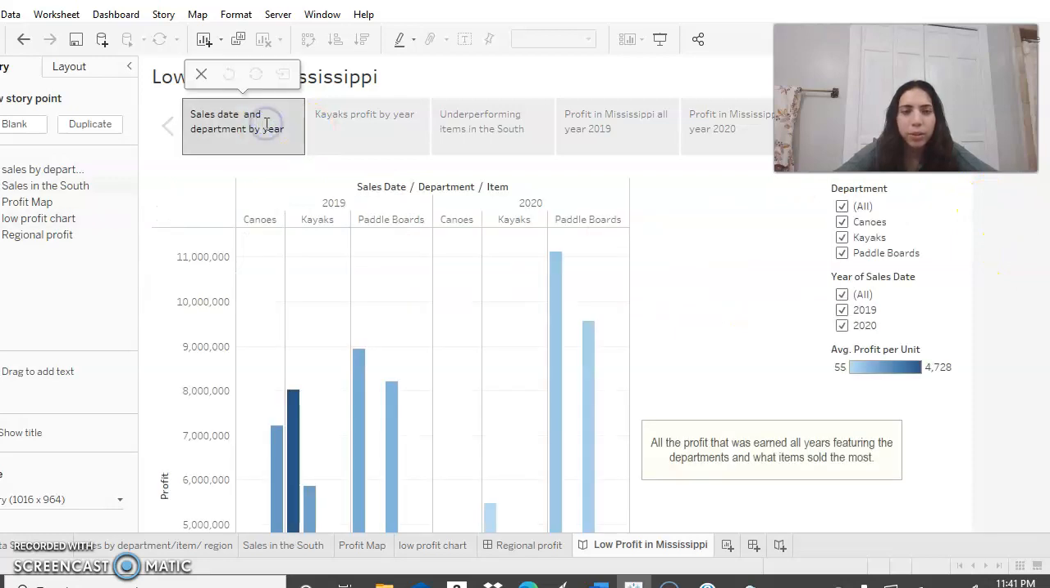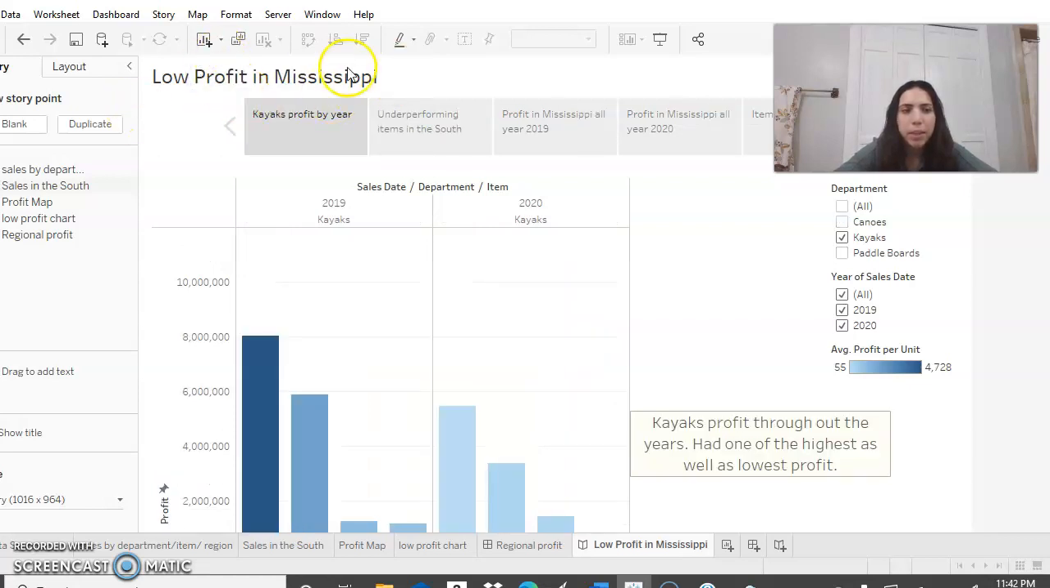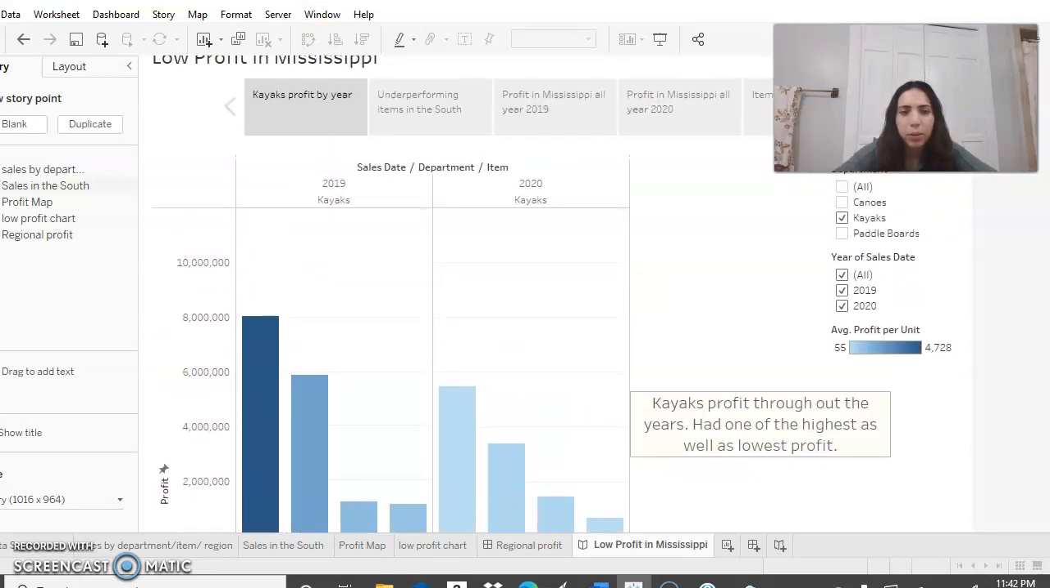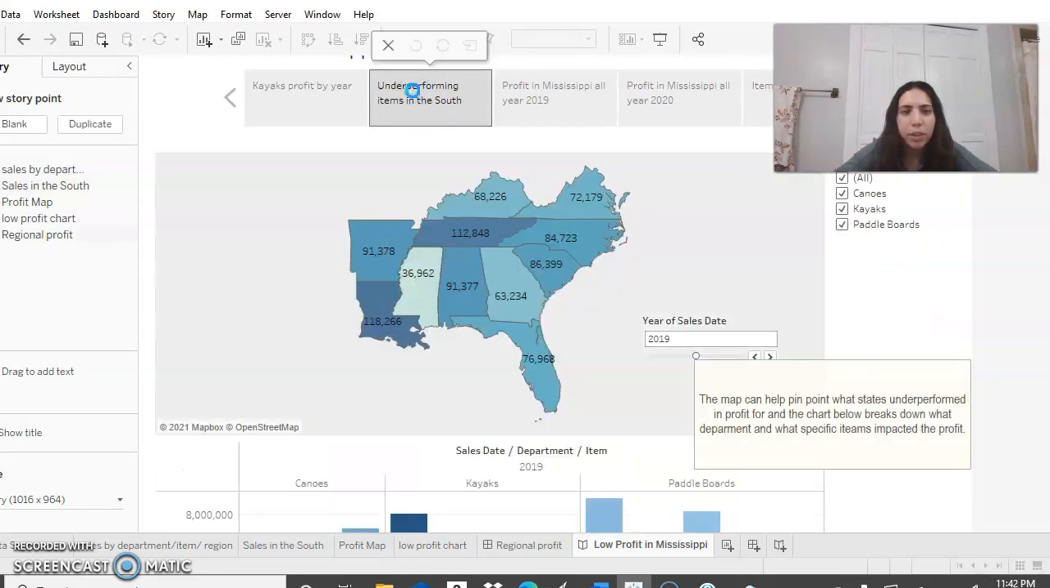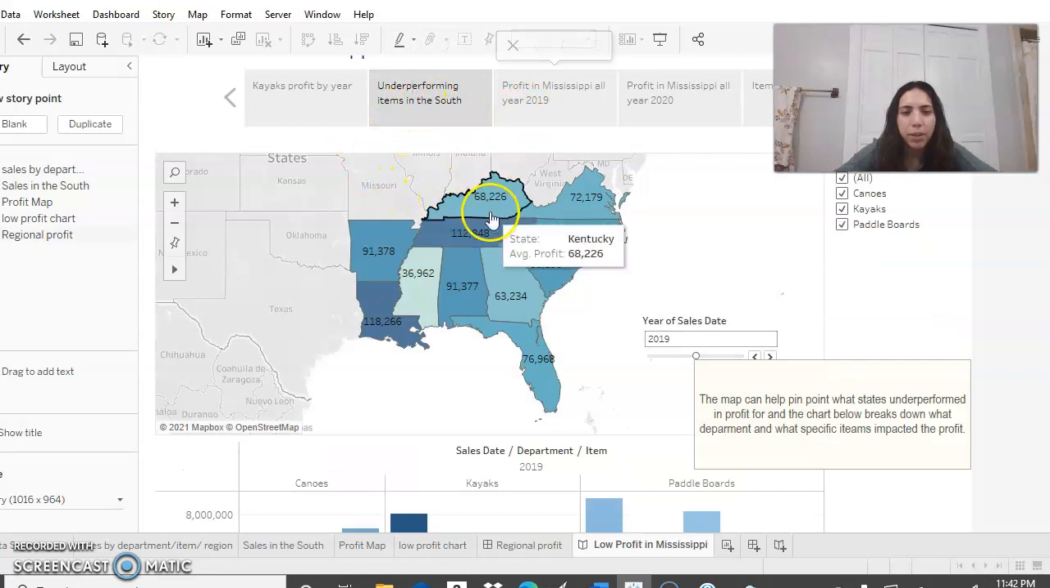So starting off from the very beginning. I decided to make my story on low profit in Mississippi. So I started with the profits by year, specifically kayaks, because that was the one that was being more impacted in the South. And then I moved on to underperforming items in the South.